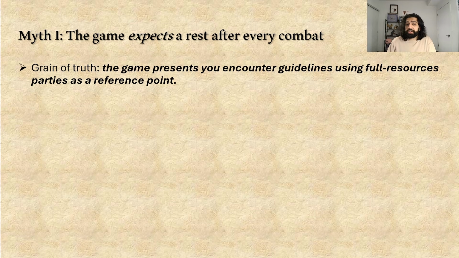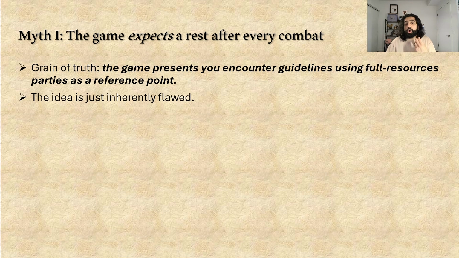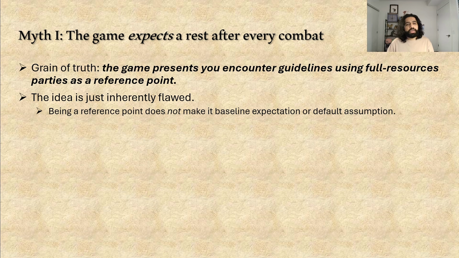The grain of truth here is that the game presents you encounter guidelines with a full resource party as its reference point. So when they say something is moderate threat, they mean it is moderately threatening to a full resource party. But the idea that you always need to be at this reference point is inherently flawed. Why would you need to be there for every single combat? The encounter guidelines certainly don't say so. They use it as a reference. Something being your reference doesn't mean that it's always going to be true.